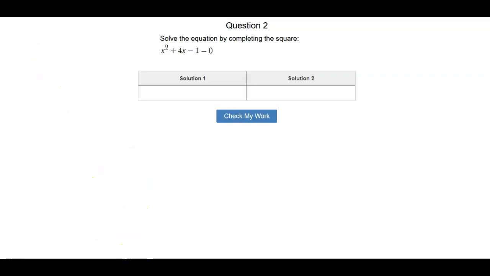Question 2, solve the equation by completing the square. So remember, anytime that you want to complete the square, the very first thing that we want to do is make room for c. So we need to move this constant to the other side.